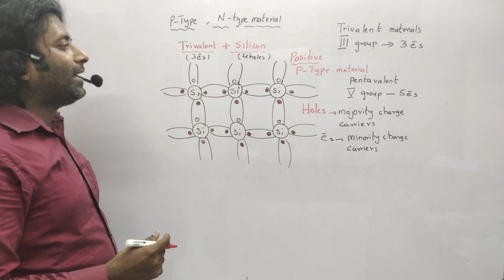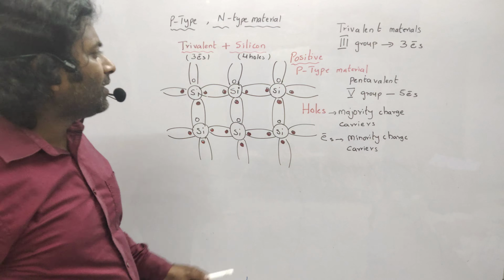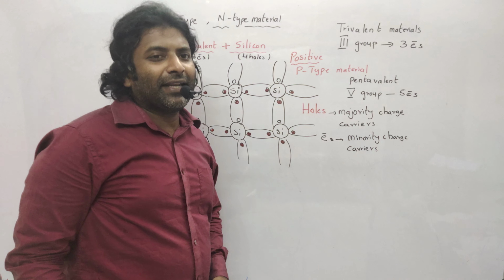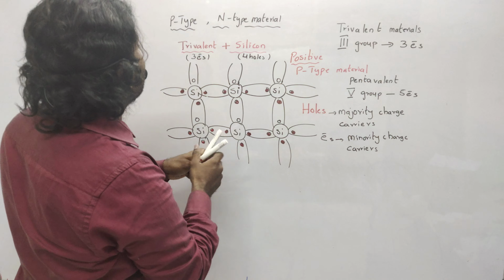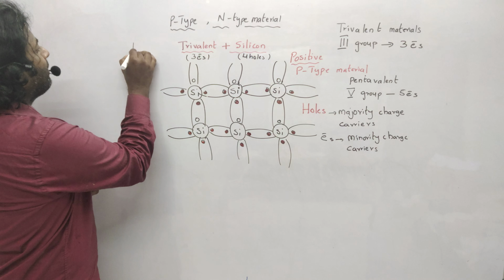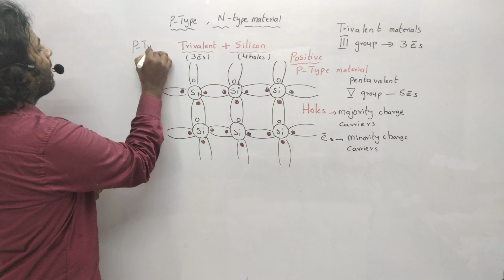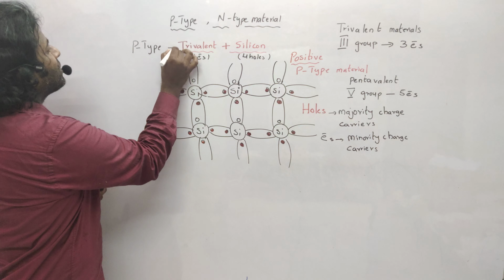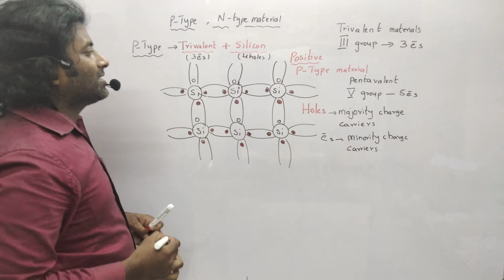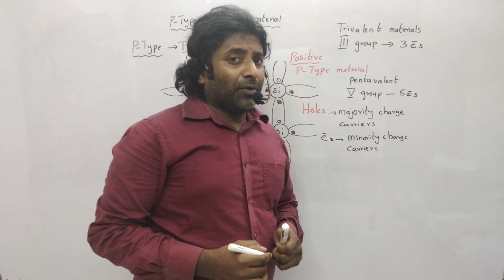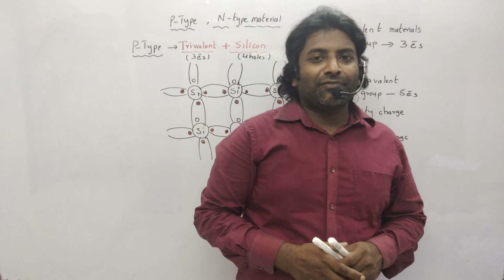Simply, p-type material is formed. In this manner p-type material is formed. So how is p-type material formed? I am writing here p-type material. How is p-type formed? Trivalent plus silicon. Okay, thus p-type material is formed.